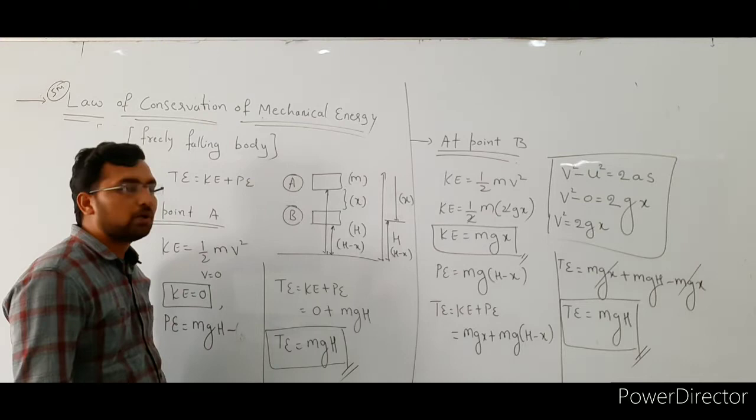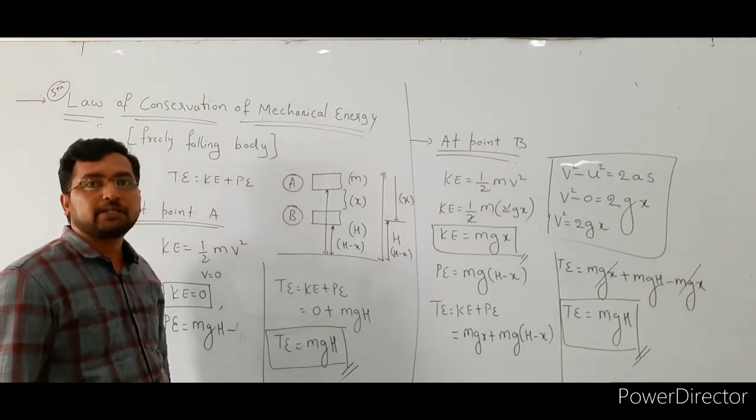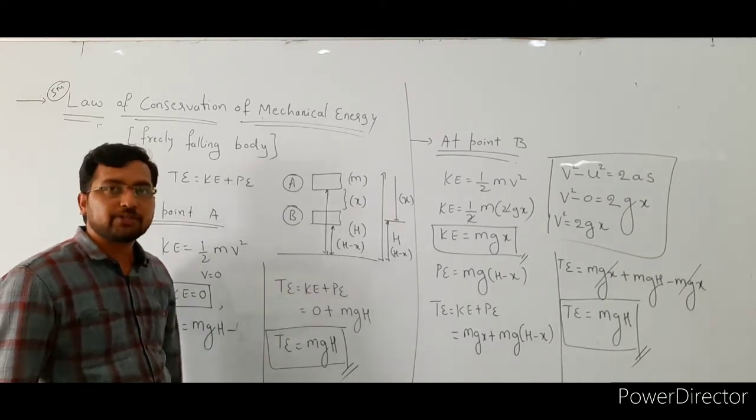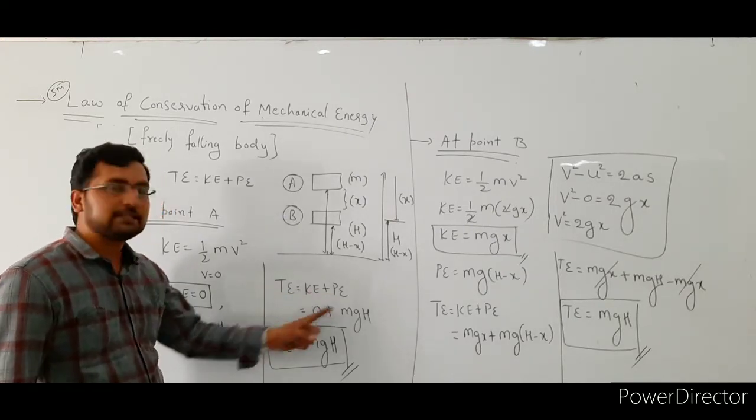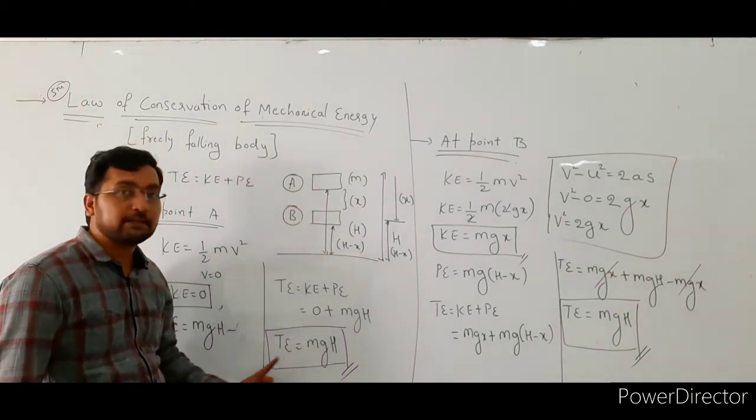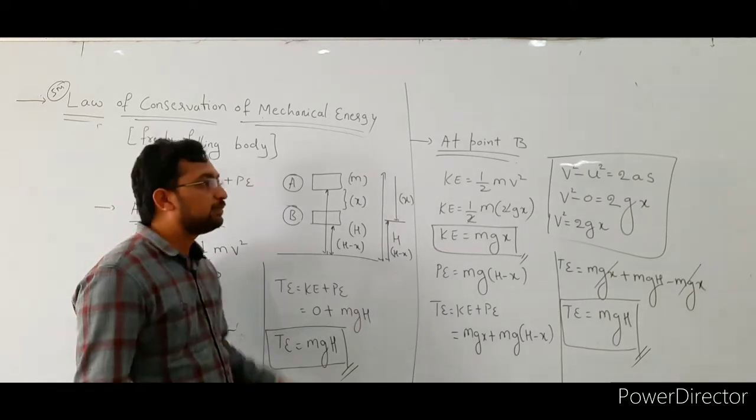So then the total energy of the body at point A is kinetic energy plus potential energy, that is 0 plus mgh. Then the total energy at point A is mgh. The total energy is mgh. The next one, at point B.